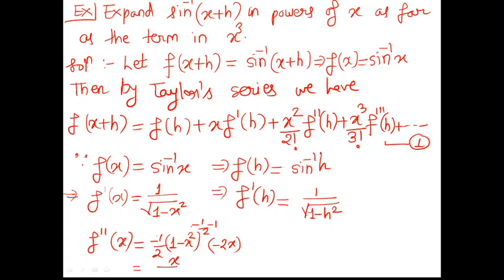So what it gives? x upon 1 minus x square to the power 3 by 2. Now this is the simplification of this derivative. So put x is equal to h. So we have h upon 1 minus h square to the power 3 by 2.